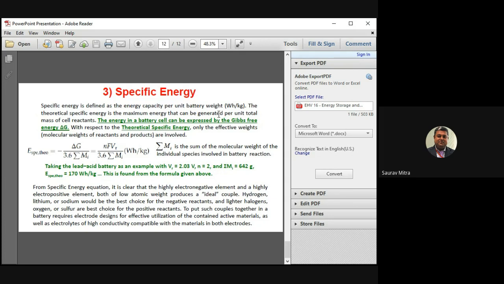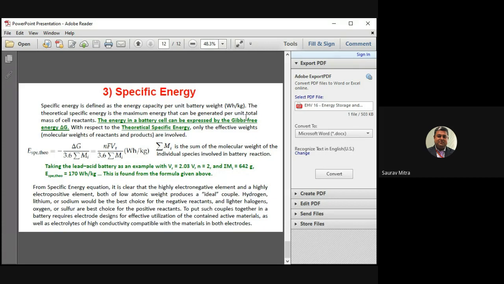So specific energy is defined as the energy capacity per unit battery weight. So the lesser the weight, the higher the energy, the higher the watt hour generated, it will be having high specific energy. The theoretical specific energy is the maximum energy that can be generated per unit total mass of the cell reactants. If you're not thinking about the battery casing and electrode weight and all those things, you are only concerned about the reactants. In that case, a specific energy is calculated as the maximum energy generated per unit total mass of the reactants.